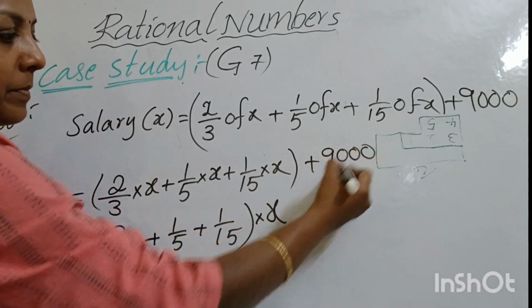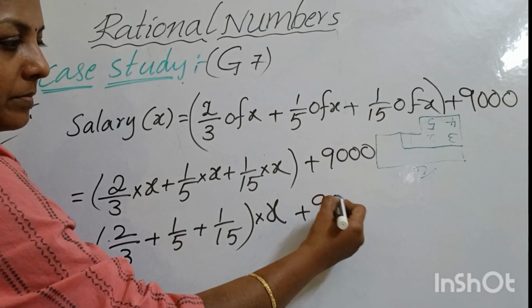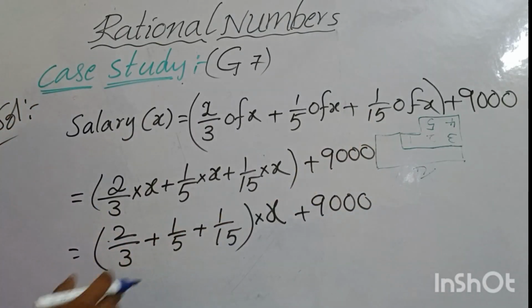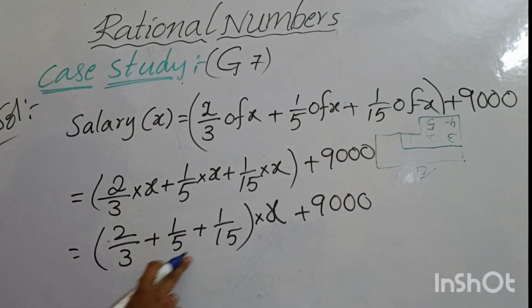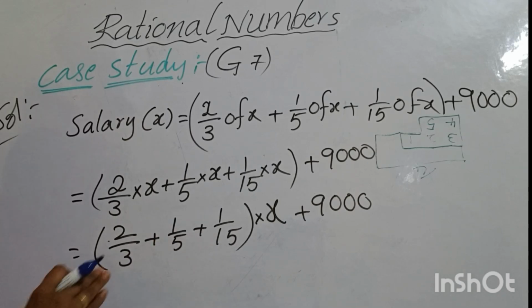You should carry that also. Come on, now how to solve this one, children? These three fractions look like unlike fractions, right? So how do we solve unlike fractions? We have to take the LCM of the denominators. For what purpose? To convert them into like fractions, right?